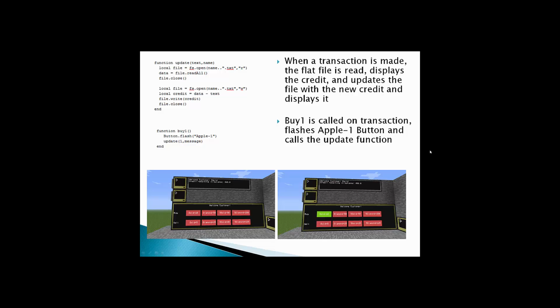When it is a sell, it will do double negatives and add on to the credit and store that into the flat file again. Buy is the function called when the button is pressed.